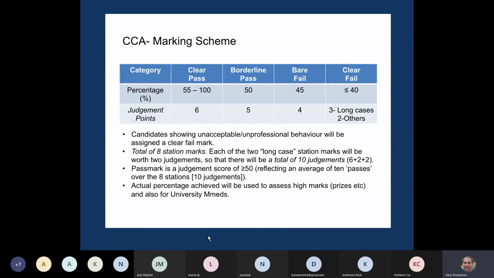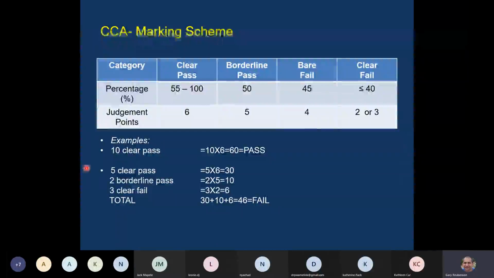Just to give you an example of how this works. So again, showing you the same scheme here. You can either get 10 clear passes, and obviously you pass easily. If you get 5 clear passes, 2 borderline passes, and 3 clear fails, you've passed 7 out of the stations, but you've got 46 judgment points and fail overall.